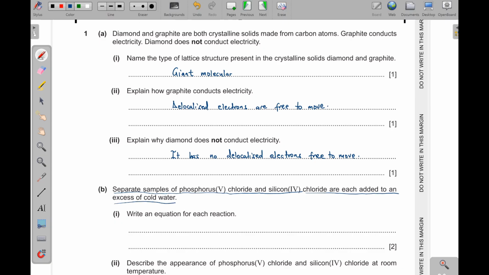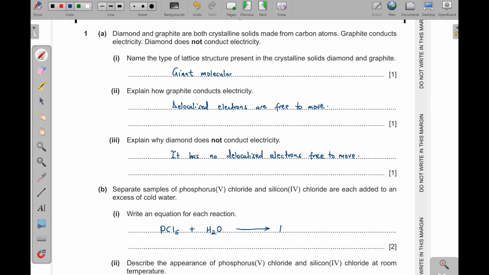Part B, separate samples of phosphorus 5 chloride and silicon 4 chloride are each added to an excess of cold water. Then they're saying here, Roman 1, write an equation for each reaction. So, of course, for phosphorus pentachloride, we have PCl5. Then it reacts with water. This is what we call a hydrolysis reaction.